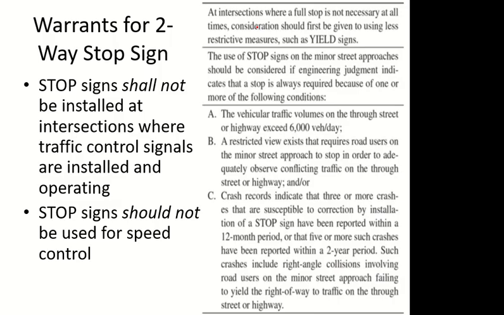I already explained this, but now the numbers are changed. We are looking at how many? 5 or more crashes in a 2-year period. And again, we are talking about crashes with the crossing traffic. So 3 or more crashes in a 1-year period and 5 or more crashes in a 2-year period. Then both sides of the minor street should have a stop sign.